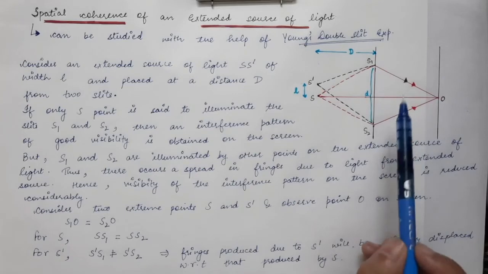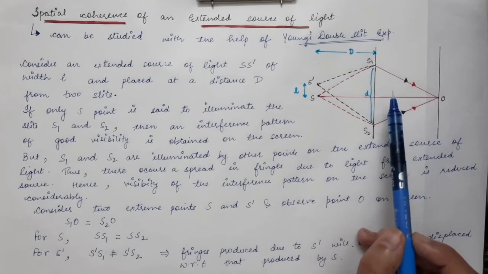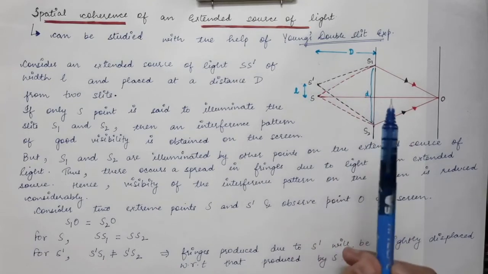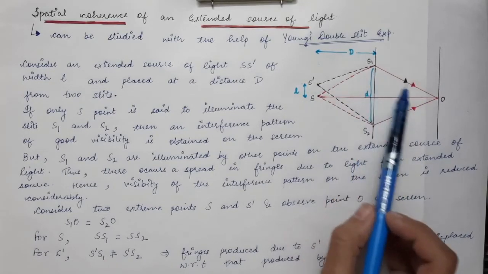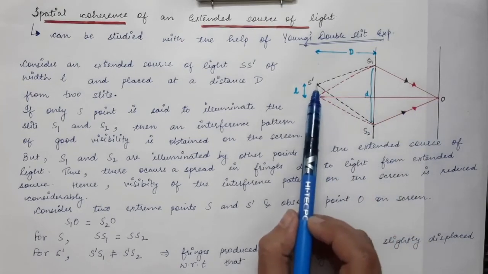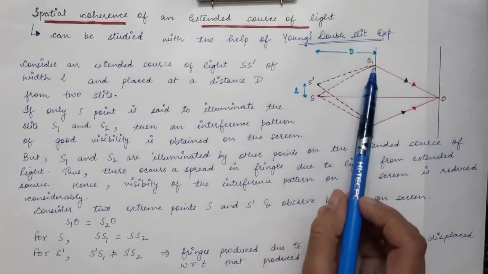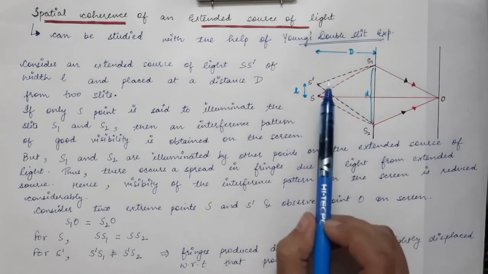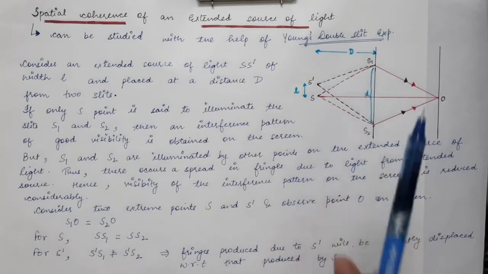So when you subtract the path traveled by the two light rays reaching point O from the S prime point source, you will see that S1O will cancel with S2O. So the path difference will be nothing but equal to S prime S2 minus S prime S1. Now we are going to find out the expression of S prime S2 and S prime S1.